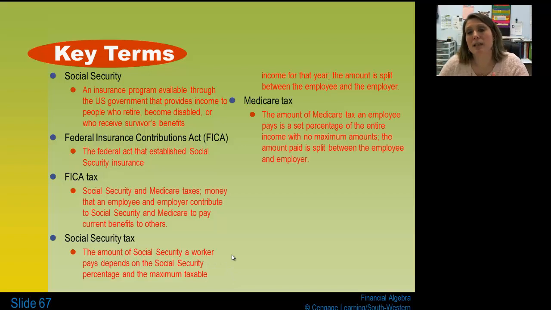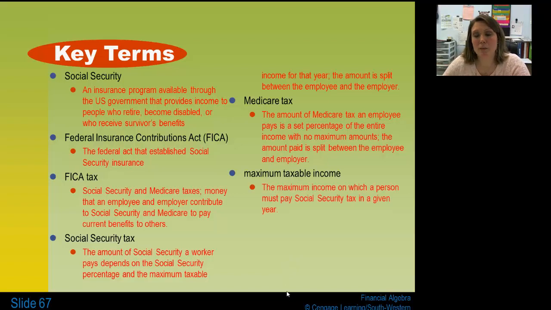Medicare tax is the amount of Medicare tax an employee pays. It's a set percentage of the entire income with no maximum amounts. So with Social Security, you have a maximum income. Even if you make more than the maximum income, you are only paying taxes on whatever the government set as the maximum. However, with Medicare, there is no maximum, and you pay your tax on all of your income for Medicare. The amount, again, is also split between you and your employer.